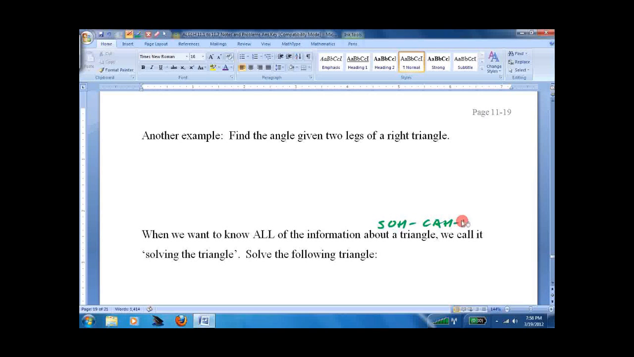So, let's do some problems. This one's a little trickier. Got a triangle with 5 and 10. And let's go with LMP. And I want to know, what is the measure of angle P?